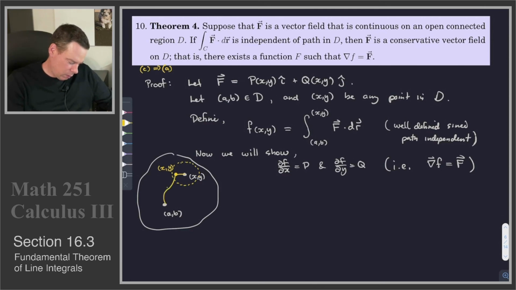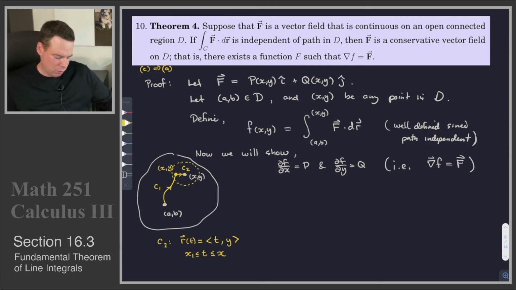And so what I've done is I've just created two curves here, a C1 curve and a C2 curve, to go from AB to XY. And this C2 curve is given by, if I want to do it as a parameterization, the C2 curve has to connect x1,y to x,y. So the y value is constant, but the x value is going to range from x1 out to x. So there's our curve C2.